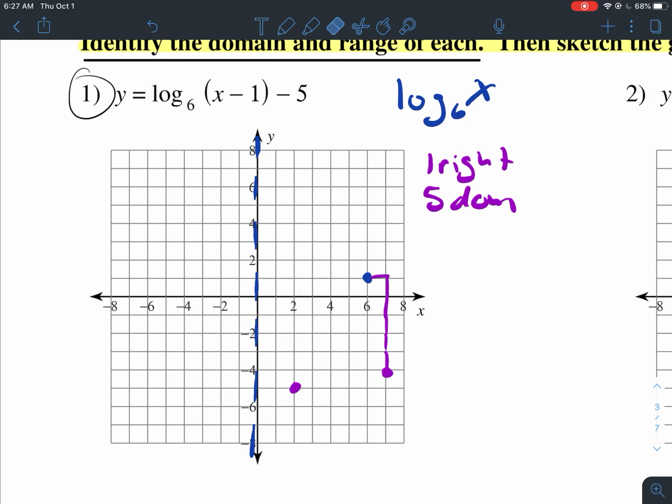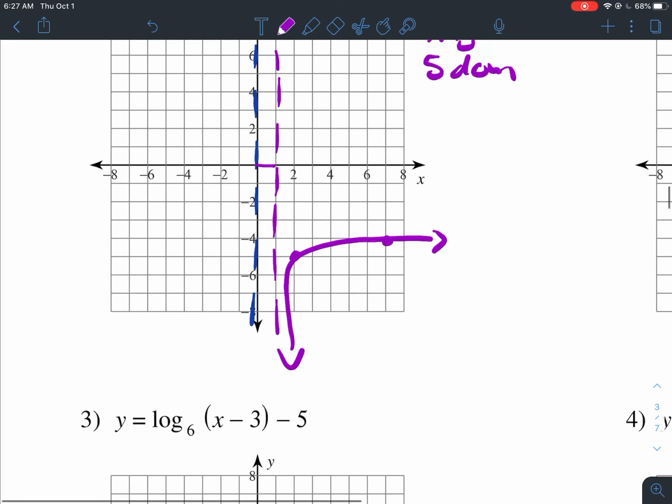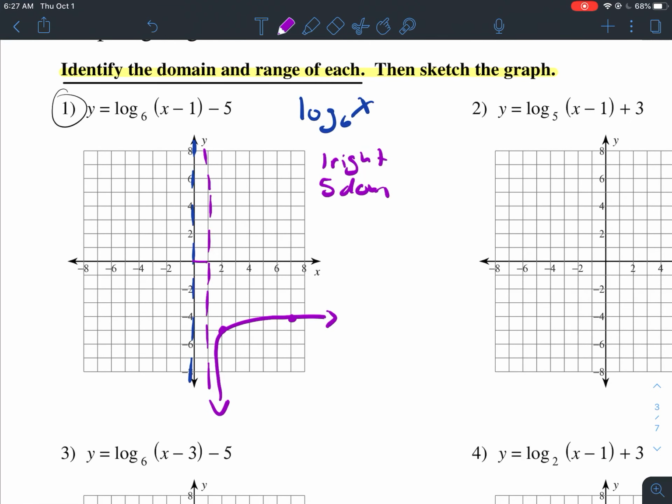Now I moved, right? I went to the right. So now I also need to move my asymptote. My asymptote has got to go to the right. So that's going to be my new asymptote. So that would be my new graph.